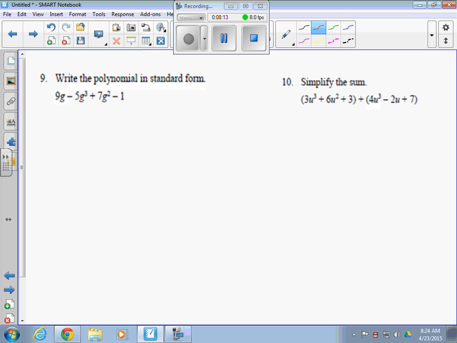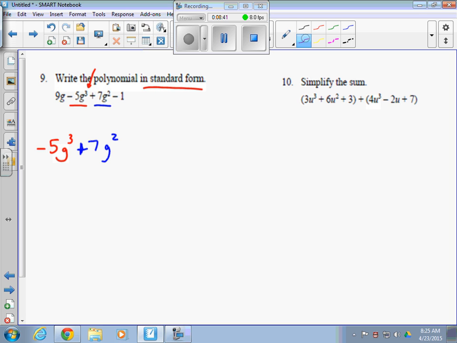Number 9 tells you to write it in standard form. Remember, that means the biggest exponent followed by the next biggest, and so on and so forth. The largest one we see is g to the 3rd power right here. So it's the whole term that goes with it, the negative that goes with it, the 5, the g to the 3rd. The next biggest one would be g to the 2nd if it's available. We have g to the 2nd right here. It's positive 7g to the 2nd.